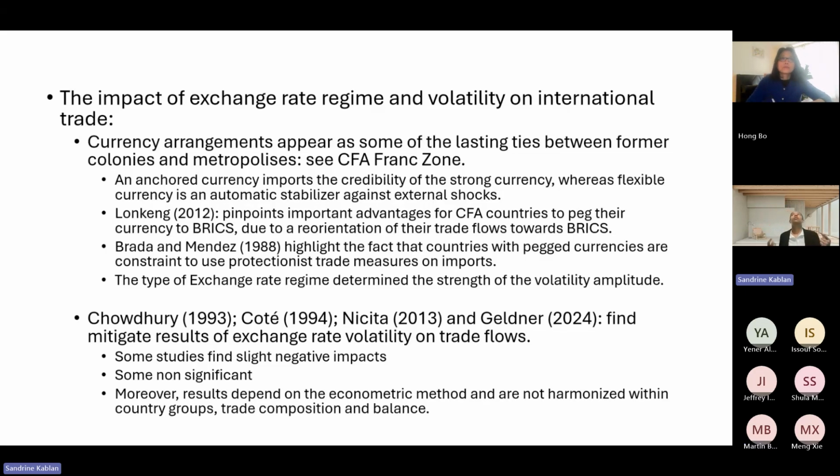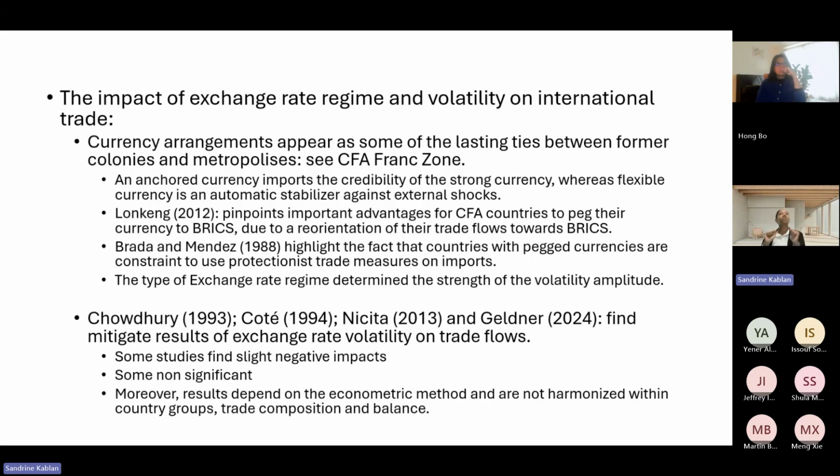Indeed, there is an advantage for a developing country to peg its currency to the currency of a developed economy, which is a stronger currency. So the advantage is to import the credibility of the strong currency. The idea of the former colonies, by pegging their currency to the currency of the former metropolises, is to import the credibility of this currency.